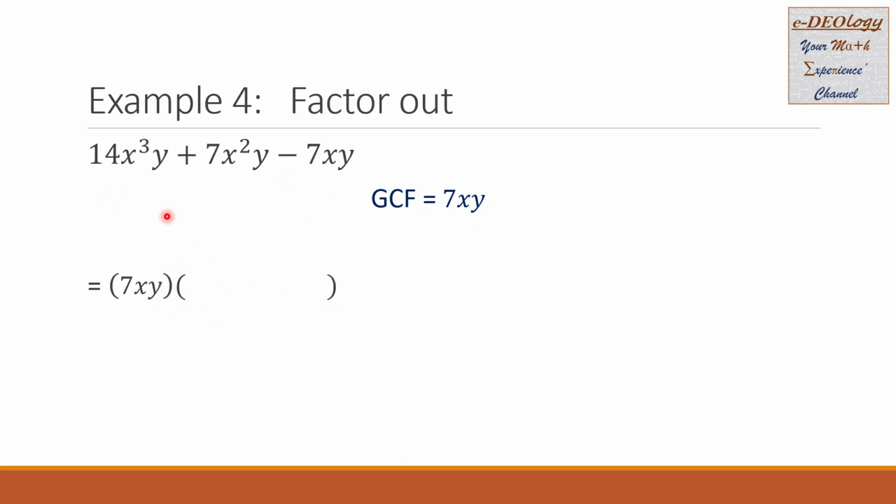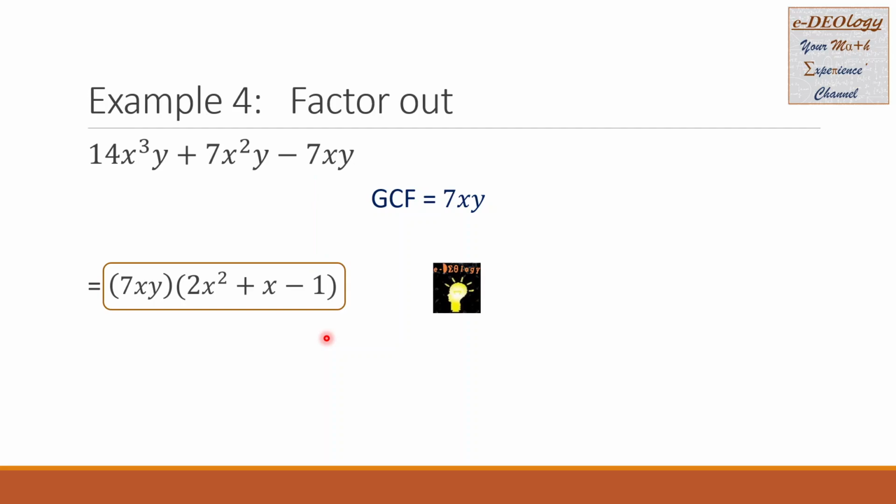For the first term here, we divide the first term with the GCF. So the answer is 2x squared. And then second term, we divide this term by the GCF. And the answer is x. And then the third term, we divide this term by the GCF. So finally, our answer is 7xy times the trinomial 2x squared plus x minus 1. This is the final answer.